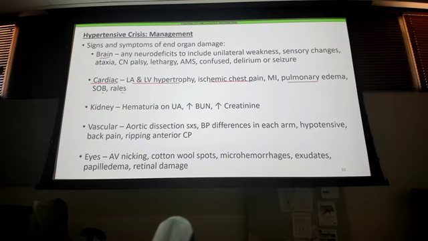With the kidneys, we're going to see a decline in their function. If we're looking at the vasculature, we're looking at things like aortic dissections. In the eyes, we're looking at AV nicking, cotton wool spots, all these kinds of things where there is this chronic damage that's occurring to the retina itself.